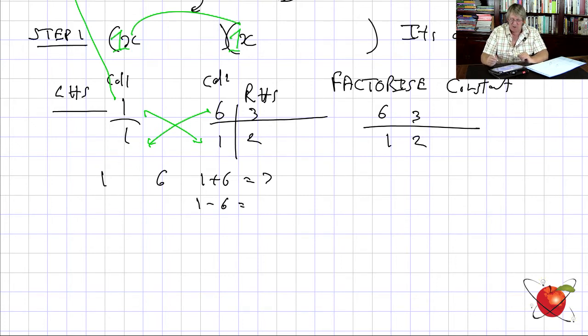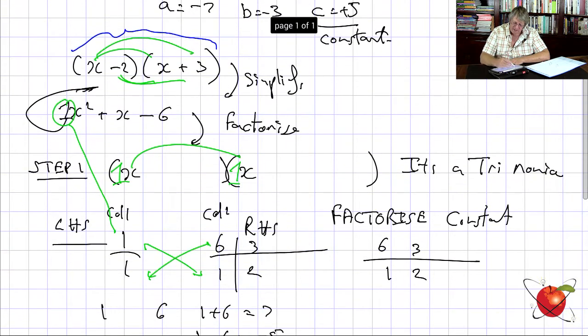Just take the absolute value. Don't give it a sign. 1 minus 6, call it minus 5. But all we're doing is looking to find what is the middle term here. Our target is this red number here. In this case, we're looking for a plus 1.